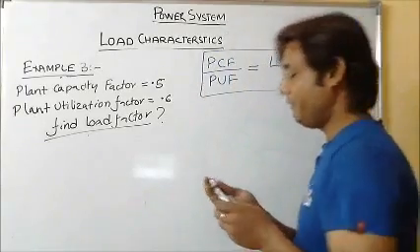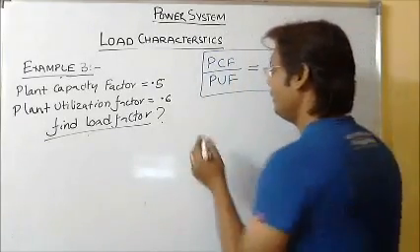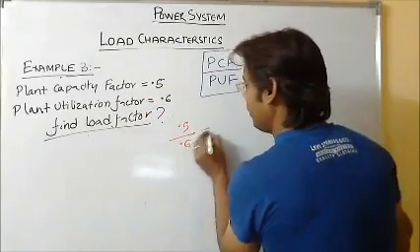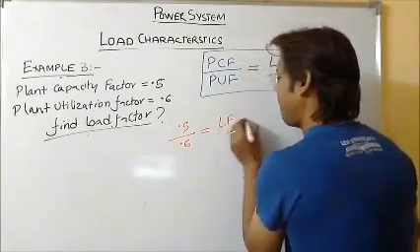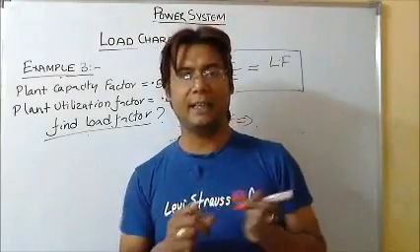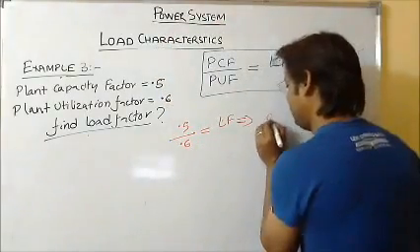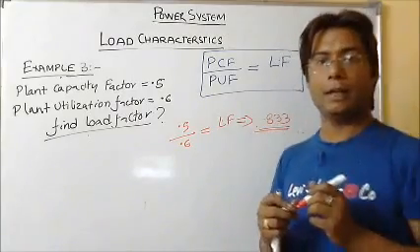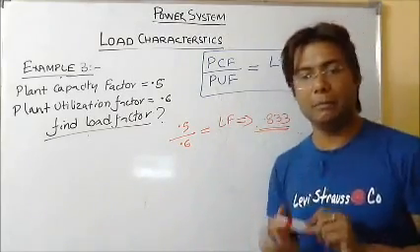So coming back to this question, the plant capacity factor is given as 0.5. So 0.5 divided by 0.6 gives the load factor, which is equal to 0.833. So the answer is 0.833. This is the load factor and this is the answer of example number 3.